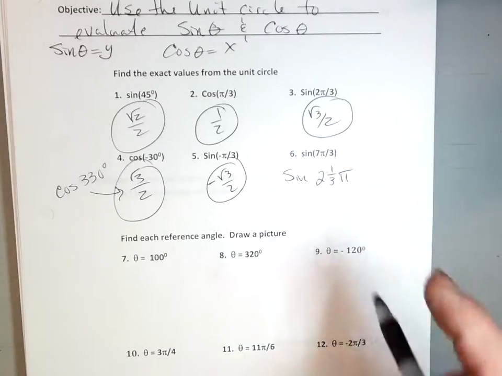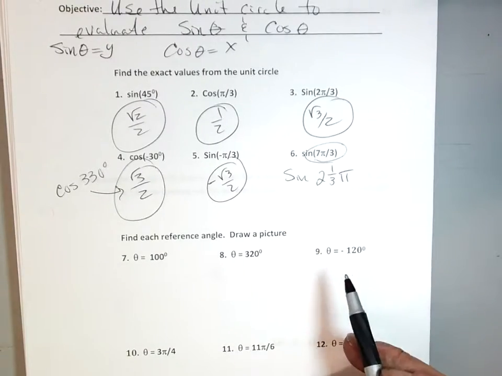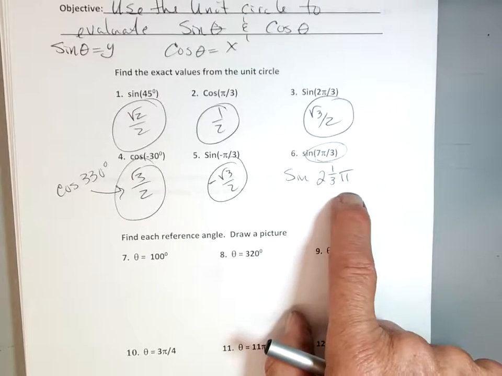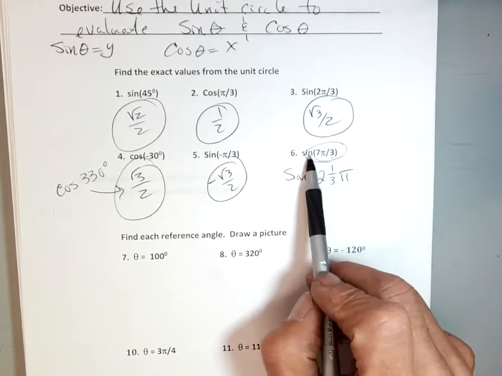Okay, Zoe. 7 thirds is not on my circle. But 7 thirds is the same thing as 2 and 1/3. Okay, if I just reduce, 3 goes into 7, right?